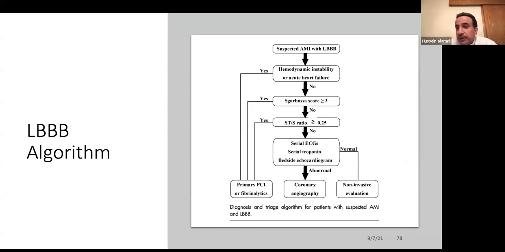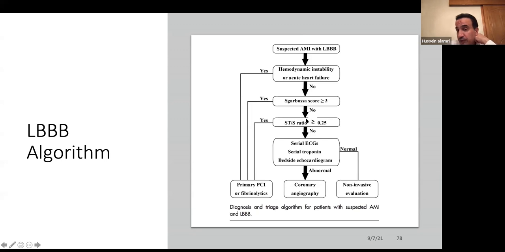So any patient with suspected acute MI and left bundle branch block, regardless whether it's new or old, first, you look at the clinical status. Is he hemodynamically stable or is he unstable and in acute heart failure? If yes, you triage him to the cath lab. If no, you look at Sgarbossa criteria. If they are positive, cath lab. Negative, you go to the next step.